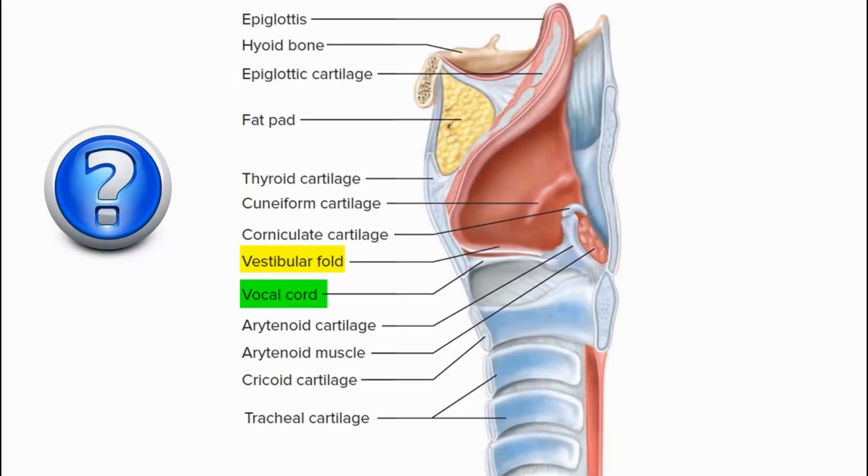Questions about this sagittal view of the larynx. We have already seen the vocal cords, but there is another fold superior to it, and this is at the tip of this arrow. It is called the vestibular fold. It's a fold of mucous membrane, but it has no vocal cord. Therefore, it has another name called false vocal cord.